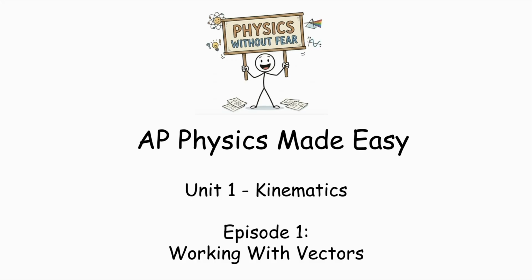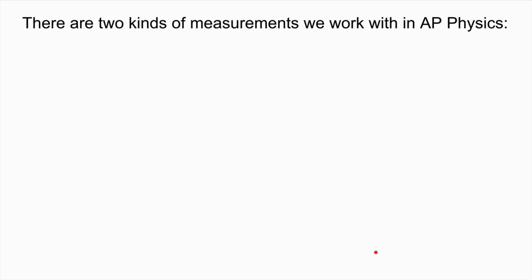So without waiting around, let's just jump into our first episode of this year, which is how to work with vectors. Now maybe you haven't heard of vectors before, so let's just get that out there. So there are two different kinds of measurements we work with in AP Physics 1. We tend to work with scalar quantities and we work with vector quantities.